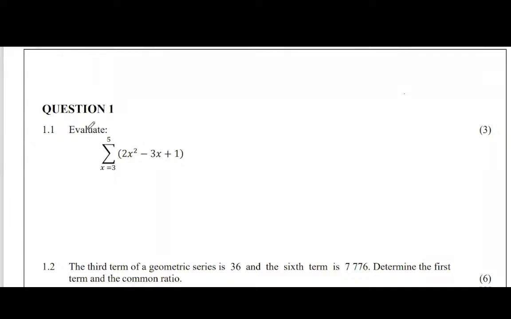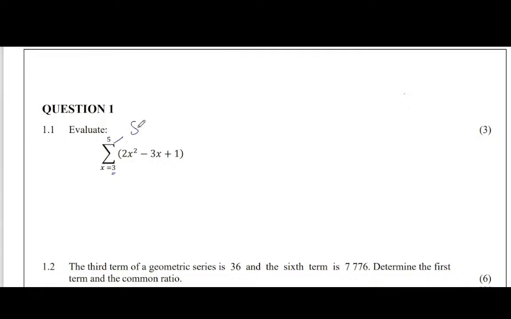Then 1.1, they're asking us to evaluate the sigma of x equals 3 up to 5. So the starting point must be x is 3, and the last must be 5. So what we need to do, we need to first of all understand what the symbol sigma means.